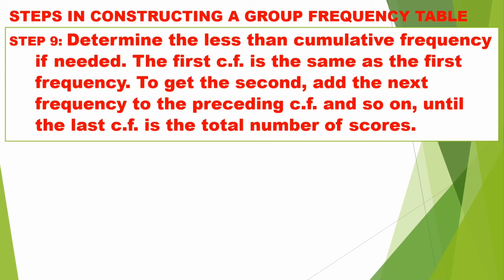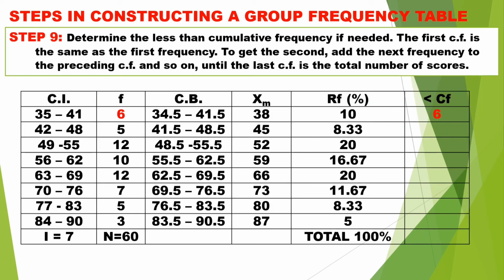Step 9, determine the less than cumulative frequency if needed. To get this, just follow what is written on the screen. To illustrate step 9, the first less than cumulative frequency is the same as with its frequency, and that is 6. To get the next less than cumulative frequency, 6 will be added to its next frequency, which is 5. 6 plus 5 equals 11.